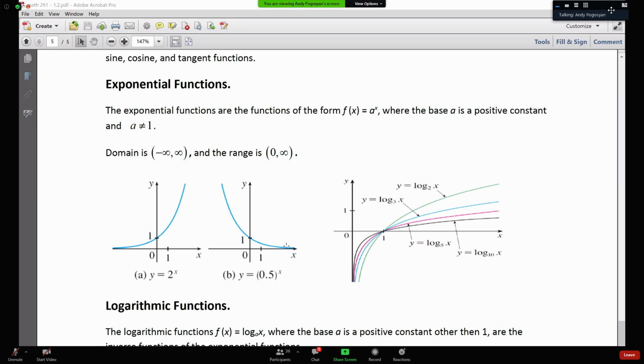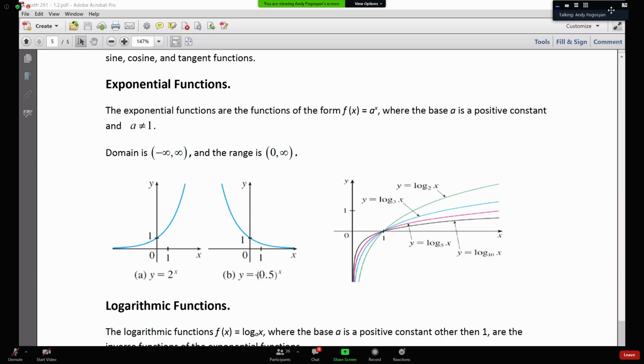So the graph gets closer to the x-axis, but never touches or crosses. So if on a graph you see that it touches, it's wrong. It should be away from the x-axis. What is the horizontal asymptote? The x-axis. So if x goes to infinity or negative infinity, the graph gets closer to 0. So y equals 0 is the horizontal asymptote.